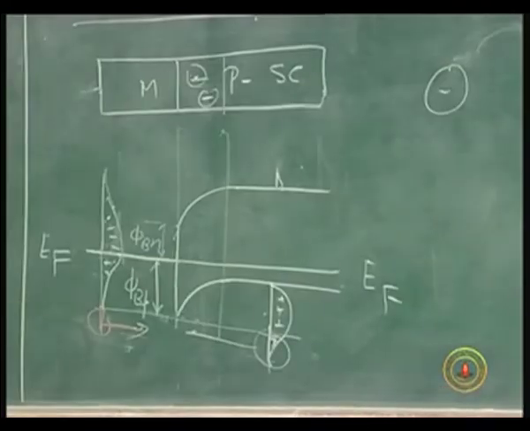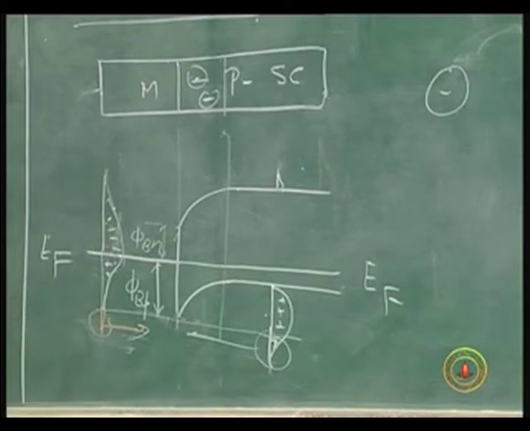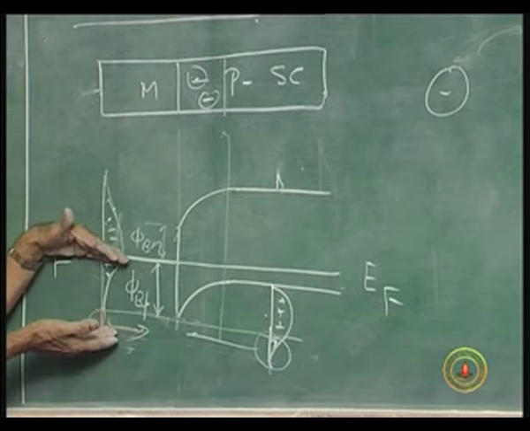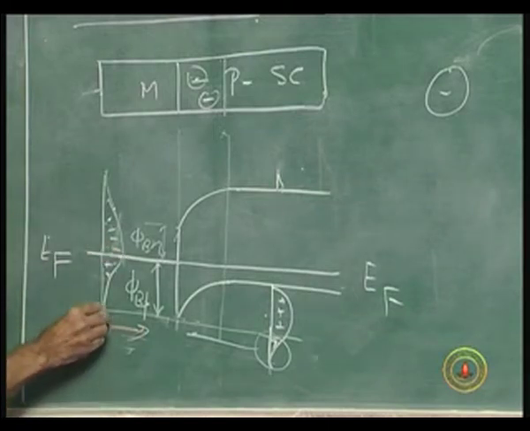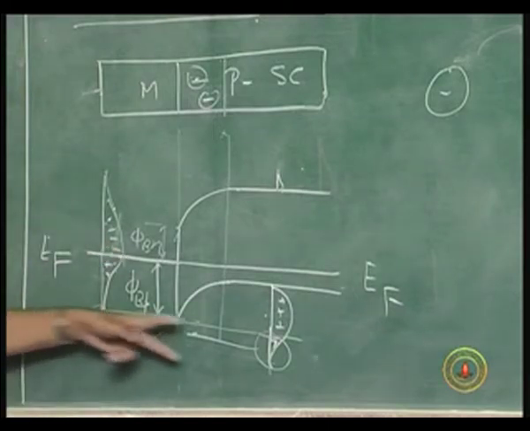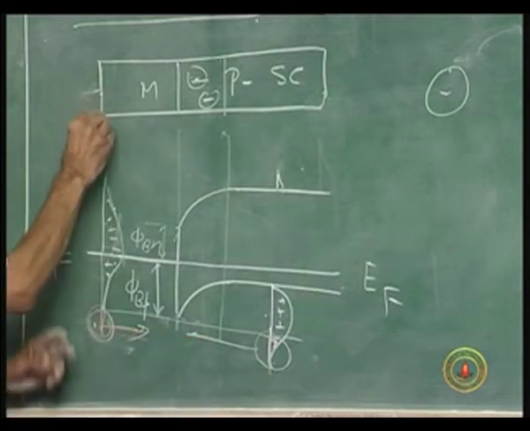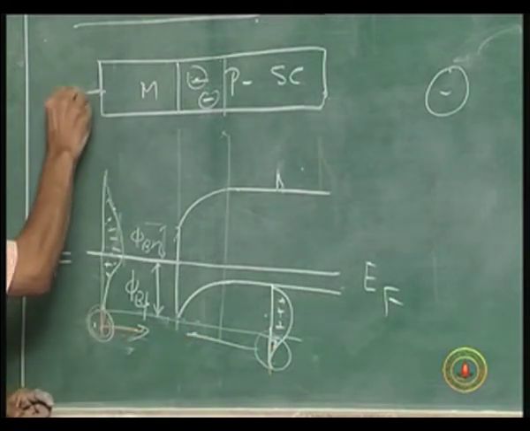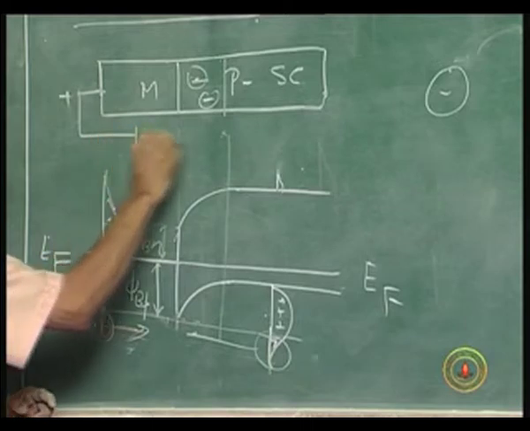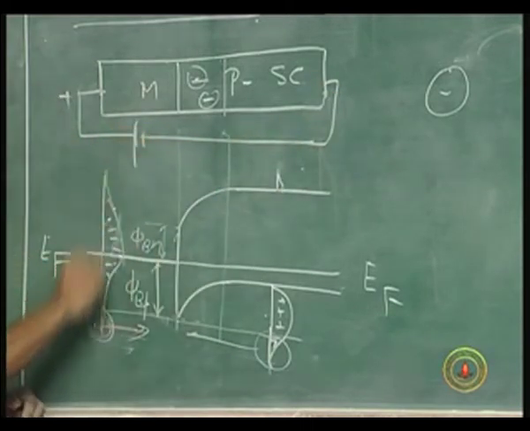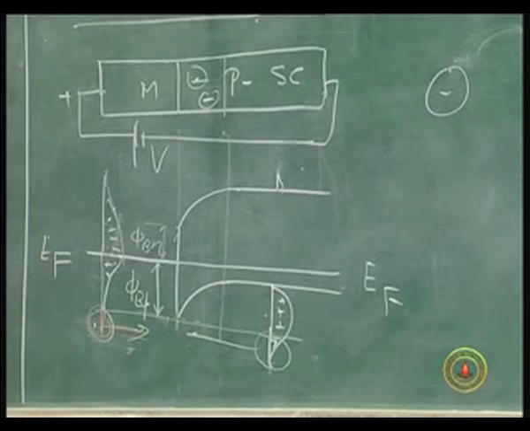Okay. Now, when you forward bias this or reverse bias this, what happens? This is not going to change. This number here is not going to change. All that number that will be changing will be this. Okay. So, if I actually apply a plus voltage here, what would happen? I make the metal positive with respect to the p type substrate. What would happen to the barrier?